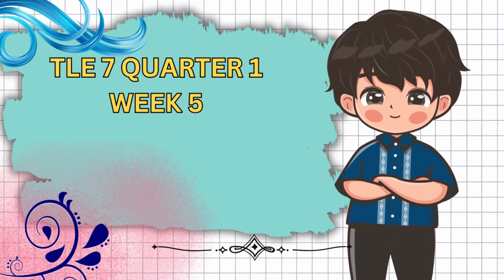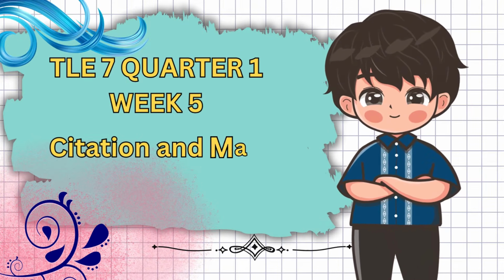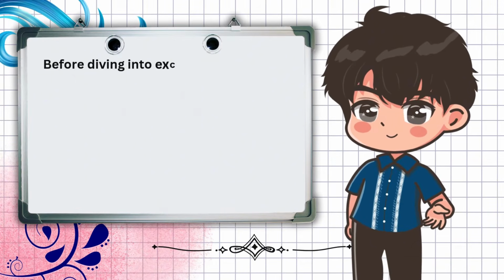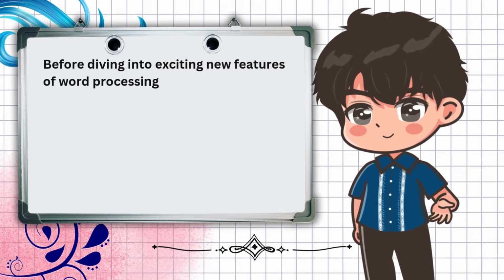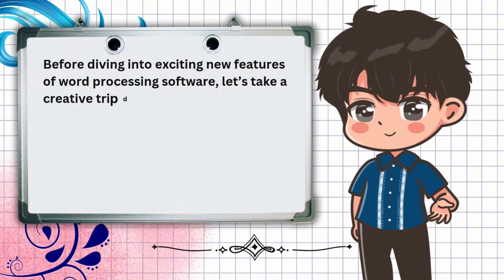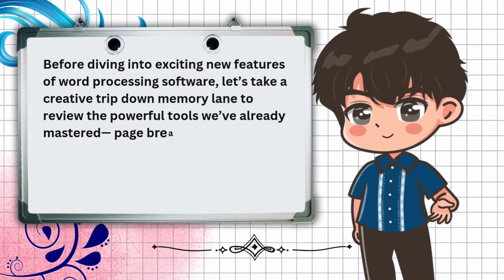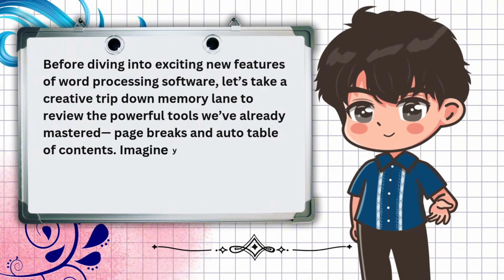Today we are going to generate a simple document with citation and produce a simple document with a mail merge. Before diving into exciting new features of word processing software, let's take a creative trip down memory lane to review the powerful tools we've already mastered: page breaks and auto table of contents.